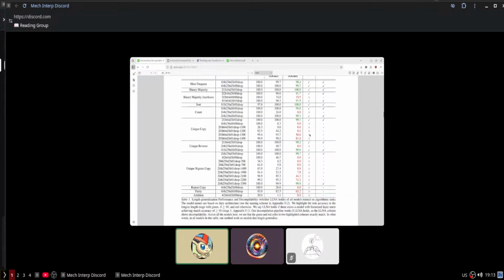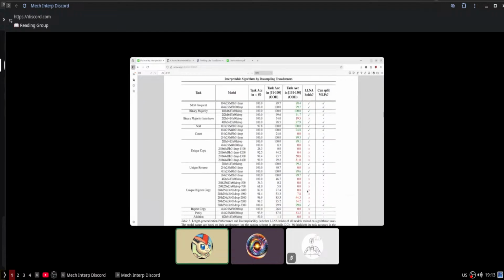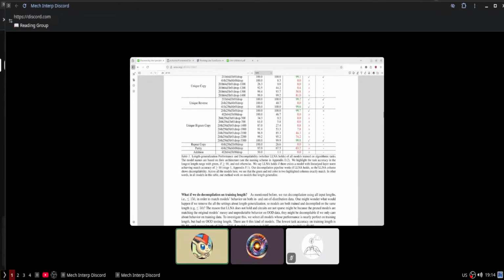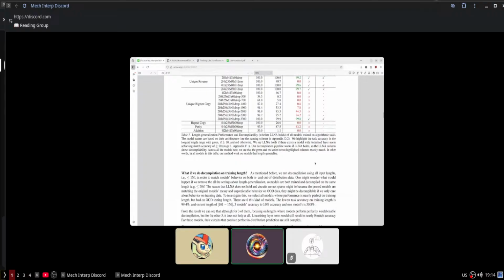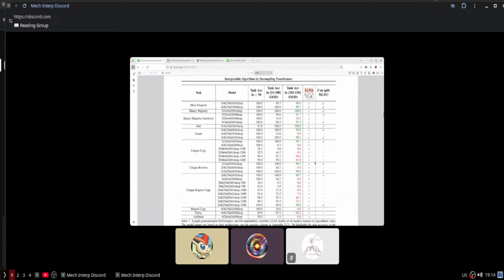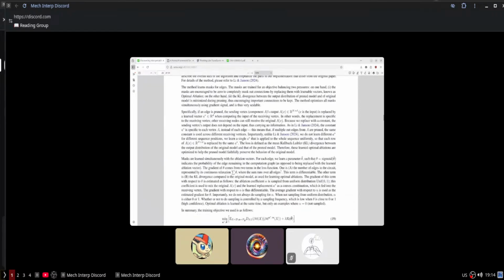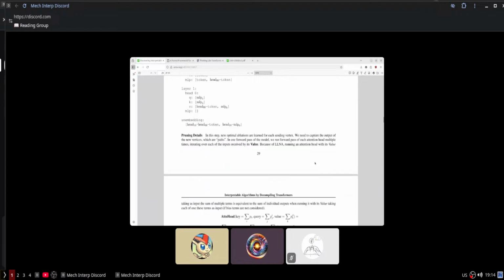Also, it's interesting that there are a lot of them for which the layer norm actually does things. Oh yeah, I see. Yeah, that makes sense. There's a bunch of things that could be their own papers. Yeah, for sure. This is a very big paper.